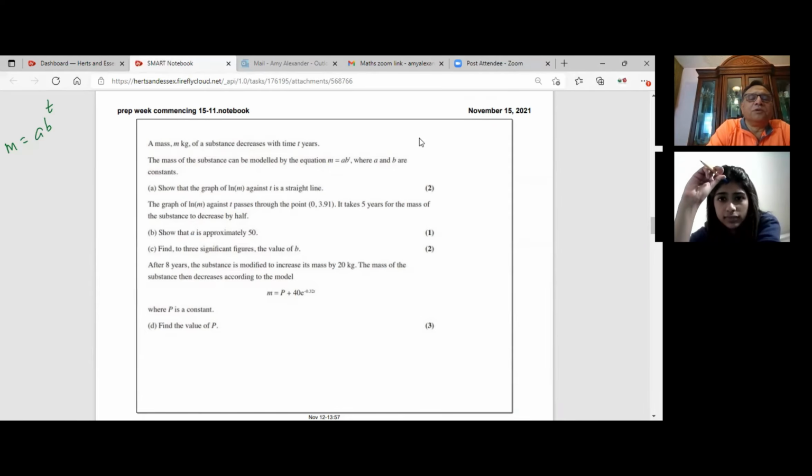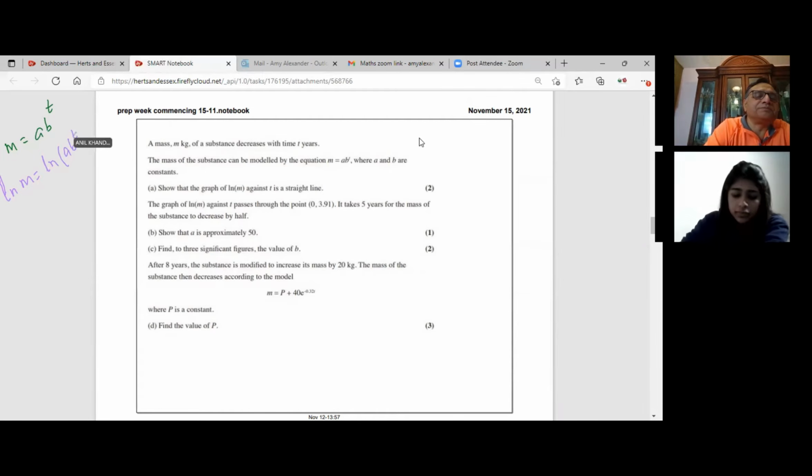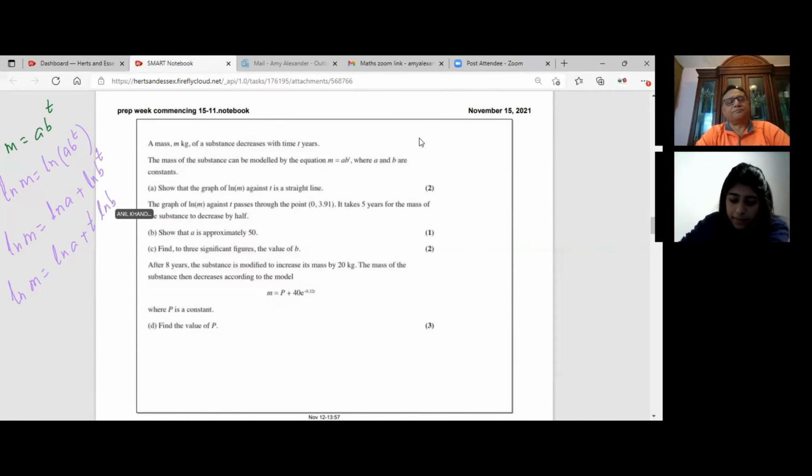So that is simple. You take log both sides, correct? So when you take log both sides, you get ln m equals ln of a b to the power of t. Applying the properties, you remember the product rule, we could write this as ln a plus ln b to the power of t. So ln m equals ln a plus t times ln b. The t comes down.